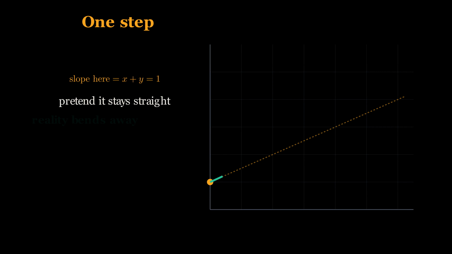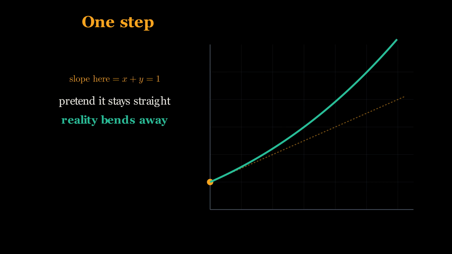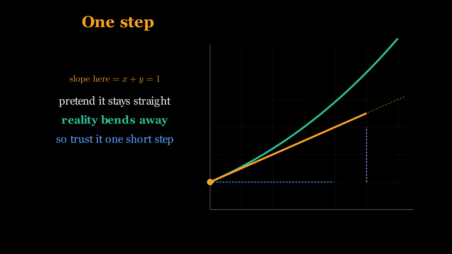Reality bends away. The true curve pulls upward off our straight guess almost immediately, so we don't trust the line for long. We follow it for just one short step, h, then stop and reread the slope. We step 0.5 across and rise by h times the slope, landing at 1.5, just below the true curve. That little gap is the error we accept for not solving anything.